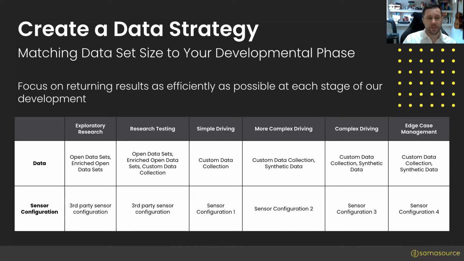For example, if you're in the exploratory research phase at the beginning, you should consider open data sets or enriched open data sets, and I'll talk about the pros and cons of each of these types of data in a moment. Once you move into research testing, you continue with those open data sets and enriched ones, and you may start moving into some custom data collection where you collect your own data. As you move into simple driving, such as on a test track, you will still continue with custom data collection. And then as you start moving into real world testing, you'll probably want to add synthetic data into your mix to gain more edge cases. And that continues throughout your development process.